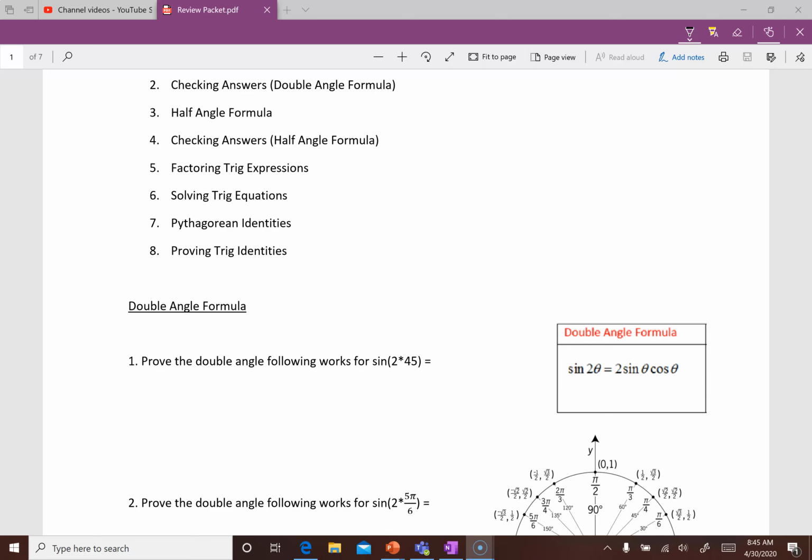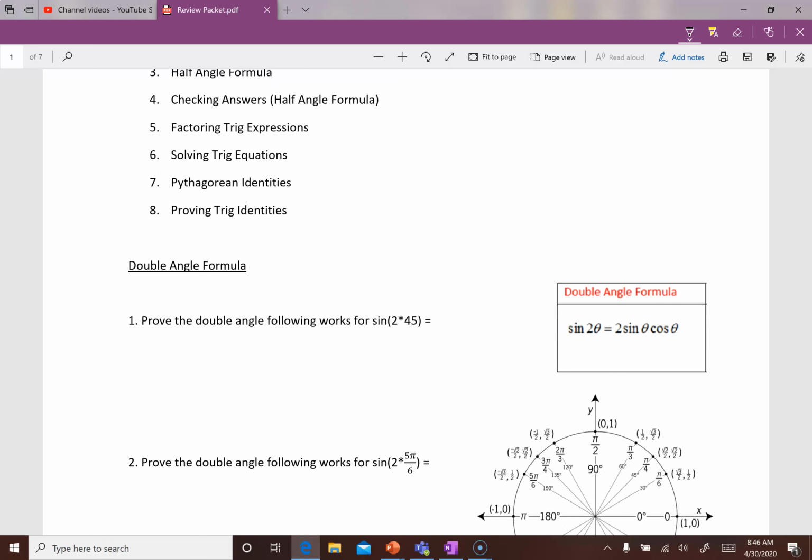We're going to try to breeze through this review packet for the unit Advanced Trigonometry. Let's get started. So we're going to prove that the double angle formula works for sine of 2 times 45 degrees. And if you look at our formula right here, our theta in this situation is 45. So really what we have here is to apply the formula to sine of 45 and then cosine of 45.